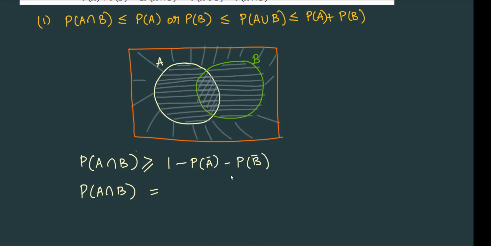Plus P of B bar. B bar is this entire region again. So all except for A. So P of A bar includes B here. Okay.